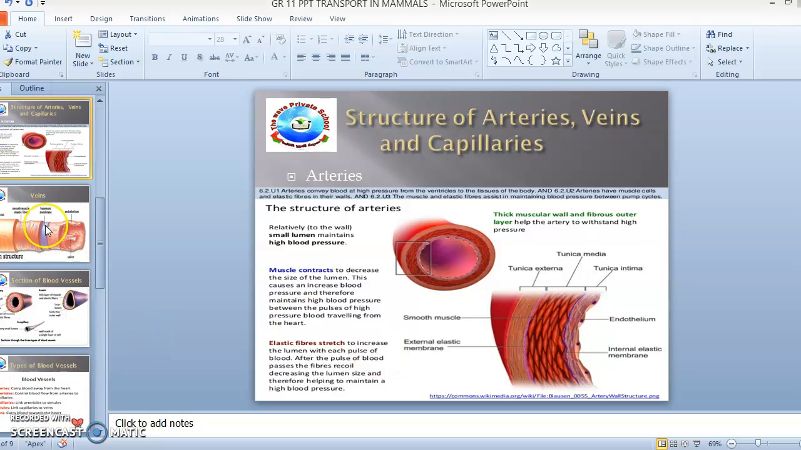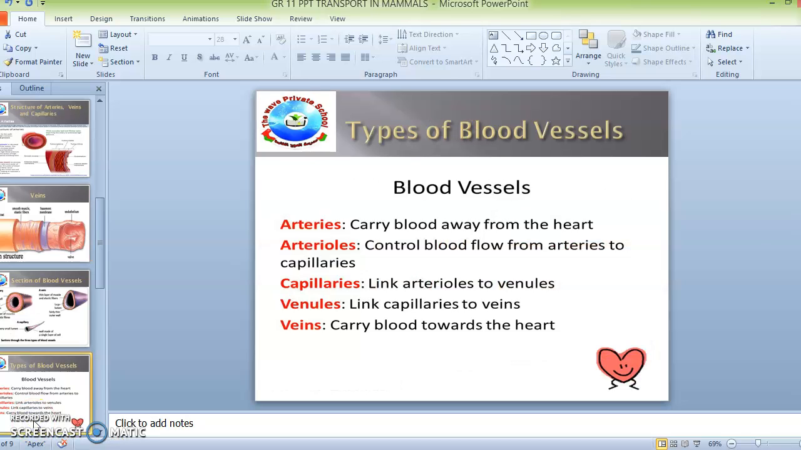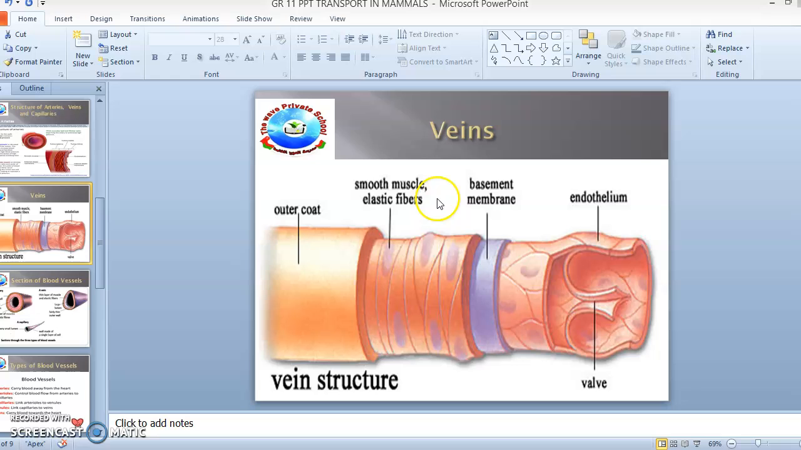So next we are moving on to the blood vessel vein. Now we are looking at the structure of the veins. Here you can see under a high power microscope the structure of the vein like this. This is named as outer coat, and next one, smooth muscle, elastic fibers, basement membrane, endothelium, and then valve. Here you can see in the lumen a special structure called valve. This is present because of the low pressure in veins. There is a possibility of backflow here. Veins have valves at intervals that prevent backflow.